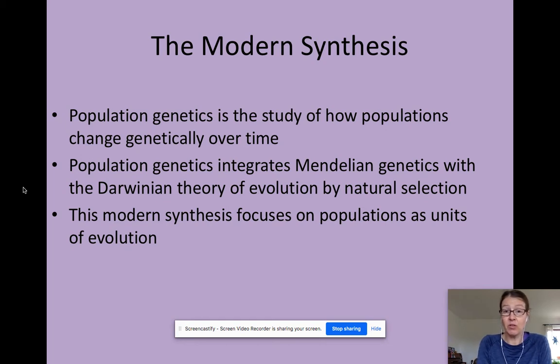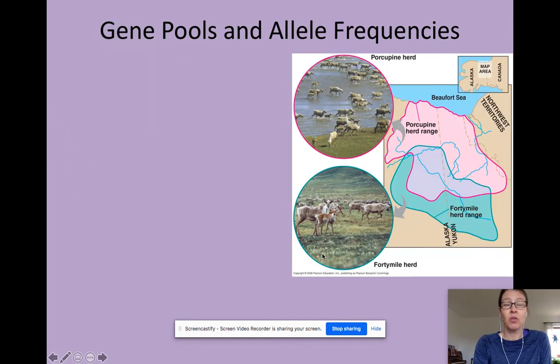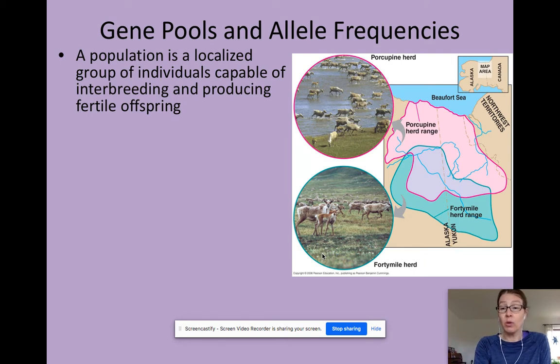And we can measure those changes by looking at the amino acid sequences, at the nucleotide sequences within a gene, or at the larger genome level. Okay, but the modern synthesis is looking at populations as units of evolution. So first of all, since we're looking at how a population changes over time for evolution, we know that it's a group of individuals of the same species living in the same place at the same time, right? And so populations are localized groups of individuals, and so they can interbreed and produce fertile offspring.